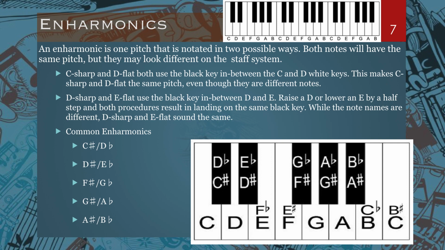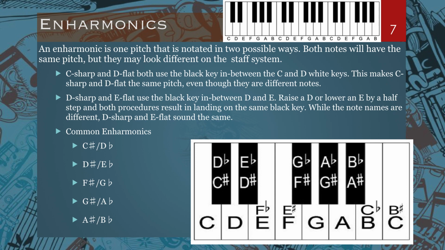Now it's time to talk about a concept that always confuses students, but it's not that difficult of a concept once you understand how the piano keyboard works. And that concept is enharmonics. An enharmonic is one pitch that is notated in two possible ways. So remember, pitch refers to the sound, not what it looks like on the staff. And notation refers to the actual written notes, or the note on the staff. So both notes, if they are enharmonic to each other, will have the same pitch, but they may look different when written down on the staff system.